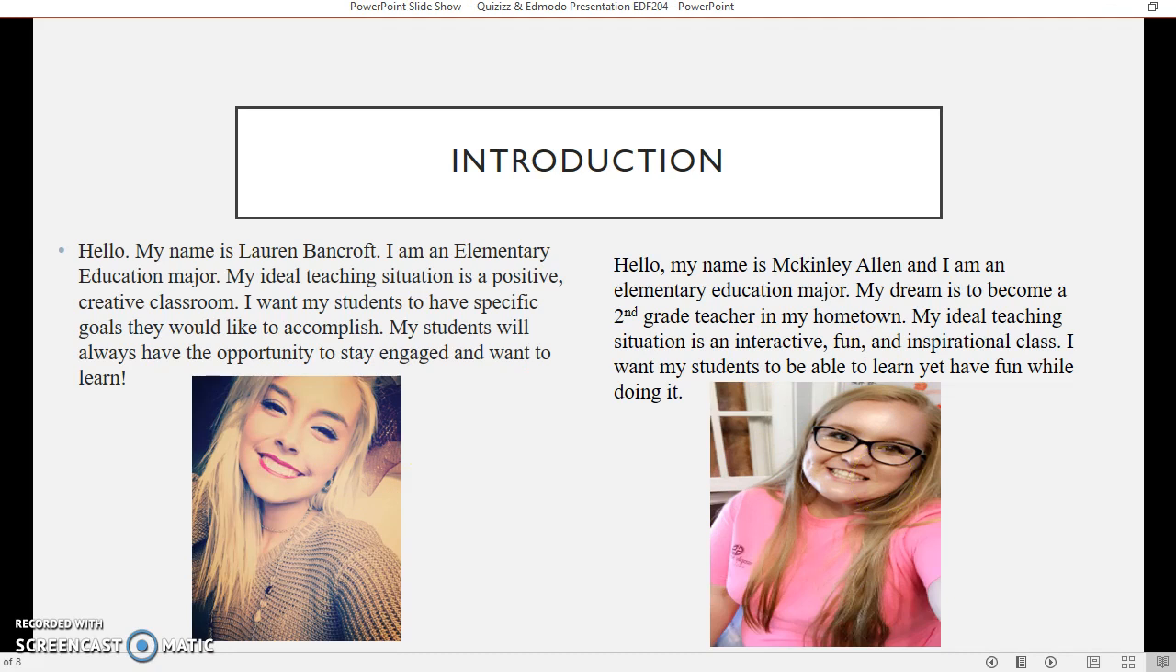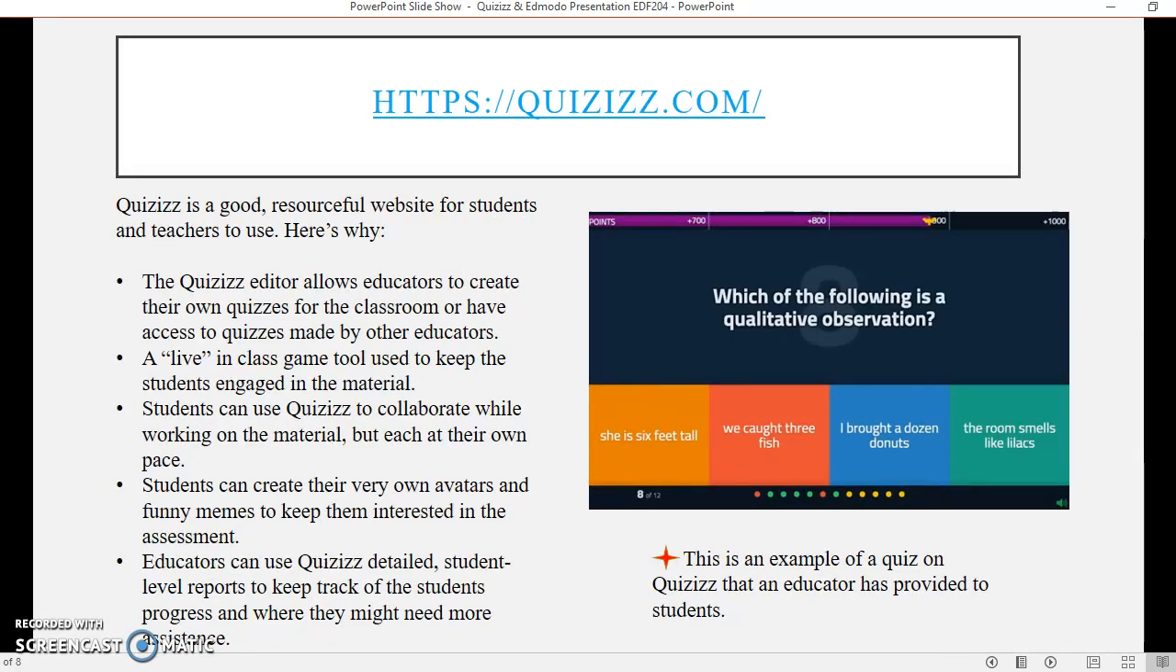We both have our specific goals on what we want to accomplish and how we want our classroom to be. So the website we picked was quizizz.com. Here is a screenshot of it. So this is what it looks like when you get onto it. It just shows the question and it shows little answers. It's just kind of like Kahoot. It has the points at the top and the students earn the points.